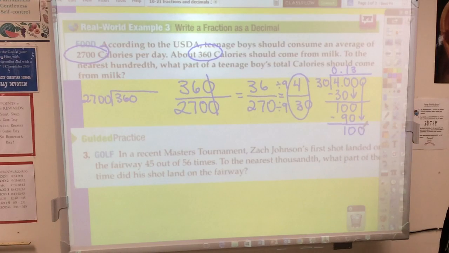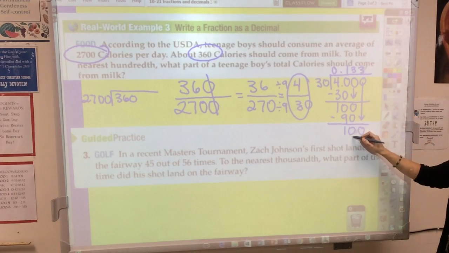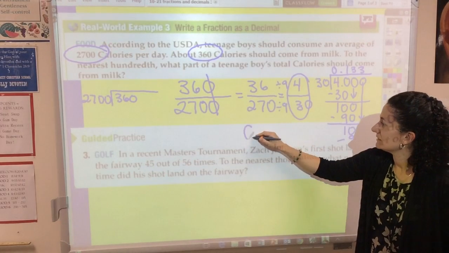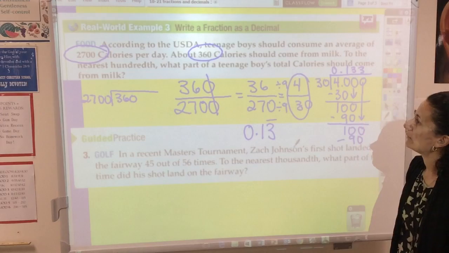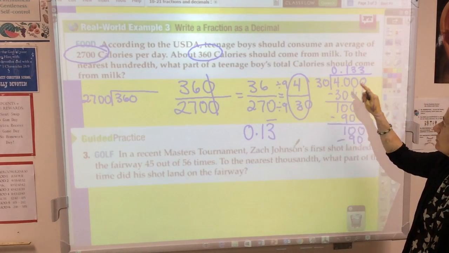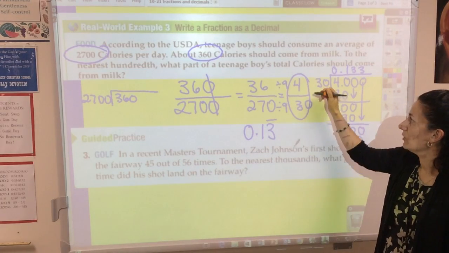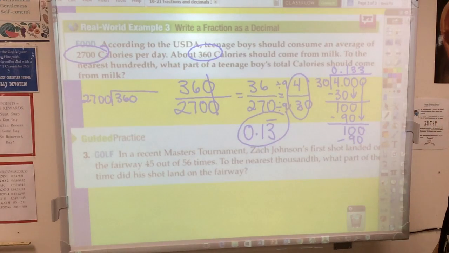I'm going to get a repeating decimal. 30 is going to go into 100 3 times again with a remainder of 10. So it looks like it's 0.13 repeating. So the part of the teenage boy's total calories that should come from milk is about 0.13, or 4/30 of their total calories.